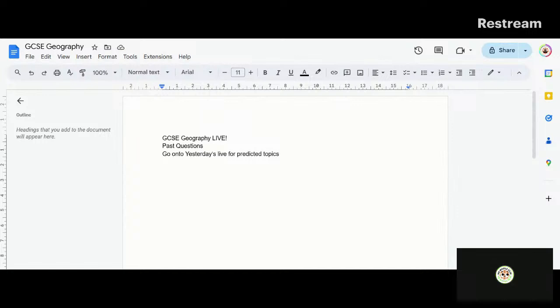Oldest first or newest first? Okay, most people seem to be saying newest, so we'll probably do it that way. So we'll start from the 2022 paper. Oldest. Now people are saying oldest.